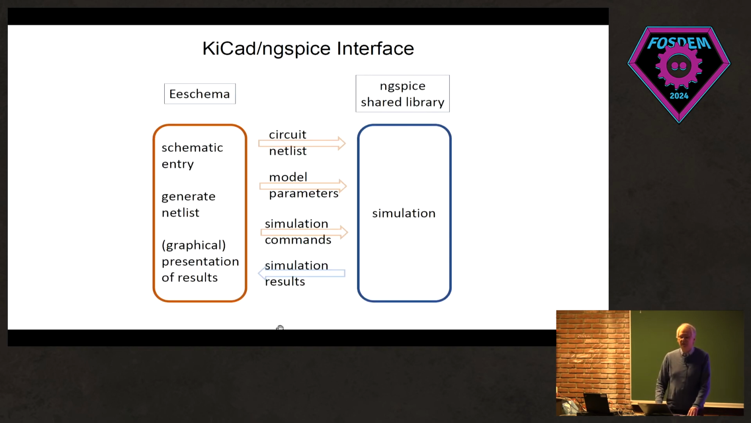So what is the interface looking like? It's eeschema that does this schematic entry. eeschema generates the SPICE netlist, and eeschema also does a graphical presentation of the results. So it sends the circuit netlist to NGspice, it sends model parameters and simulation commands to NGspice, and it gets back simulation results. And NGspice is here used as a shared library to this KiCad process.